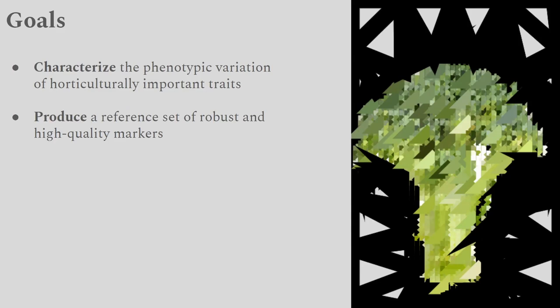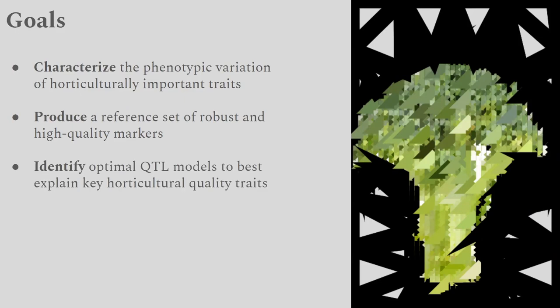we knew that we needed to produce really good molecular markers that cover the broccoli genome. These needed to be reproducible and ideally could be shared with other researchers working on this particular crop. We wanted to not just find QTL, but QTL models that best explain these important horticultural quality traits under a complex control hypothesis. There's going to be probably many genes interacting. What's the most parsimonious model we can get to explain that variation that we see?